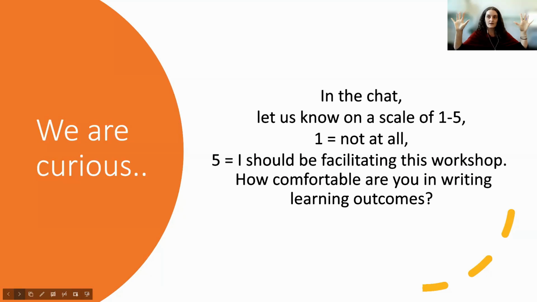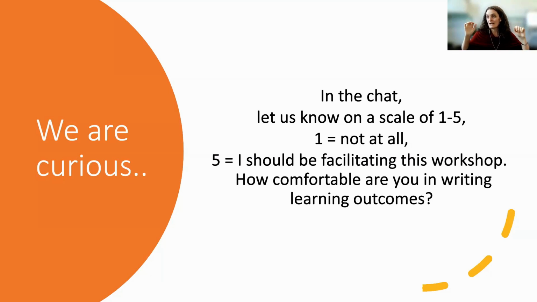Okay, so here's what I want you to do. Don't enter anything in the chat yet. So we're going to try something. Don't put it in the chat yet, but think on a scale of 1 to 5, where 1 is not at all, and 5 is I should be facilitating this workshop. How comfortable are you in writing learning outcomes? So I'd like you to put a number in the chat, but don't hit enter yet. We're going to try and do a waterfall. I'm excited. I want to see if this works. So we're all going to put a number in the chat box.